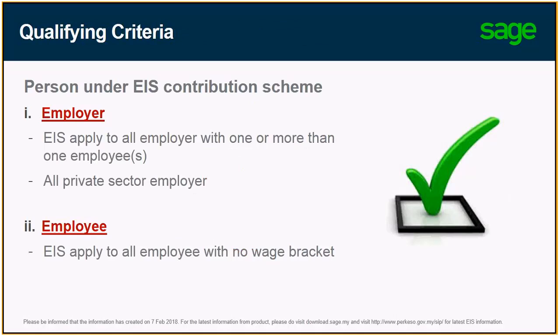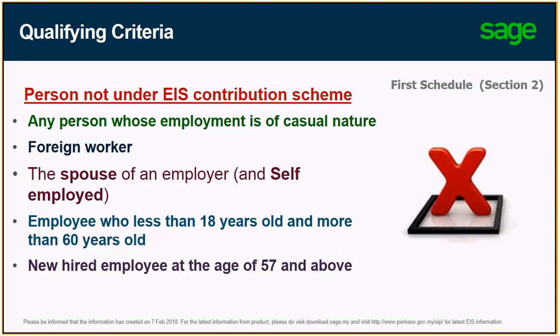For the EIS contribution scheme, for employers, EIS should apply to all employers with one or more employees. All private sectors are affected. For employees, it applies to all employees with no wage bracket. So let's look at the persons not under the EIS contribution scheme.